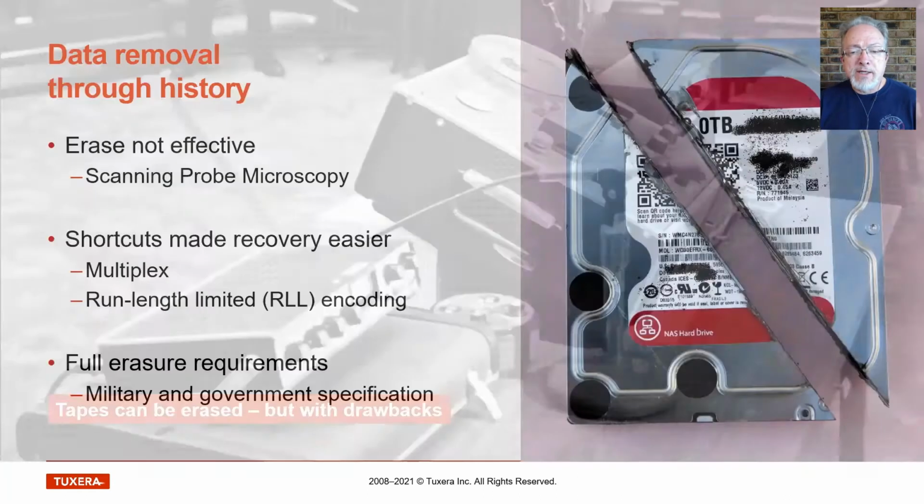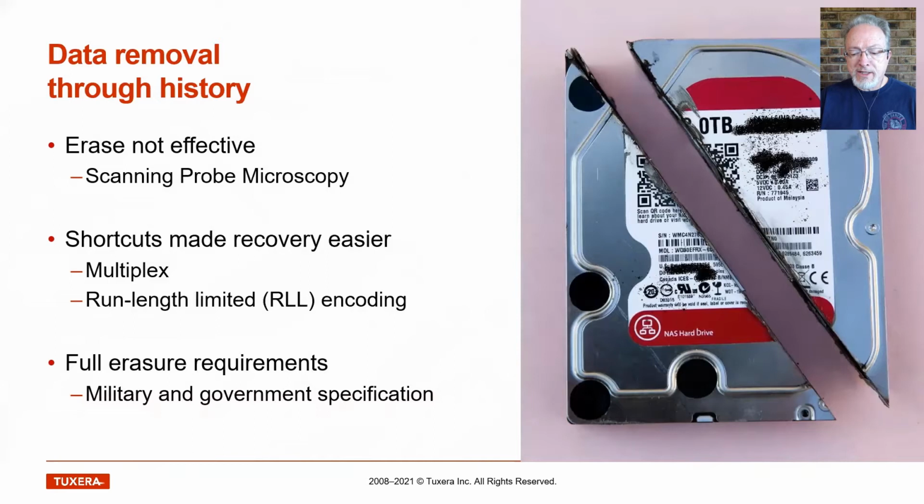On magnetic media, a simple erase was shown to be ineffective, leaving remnants behind. A technique known as scanning probe microscopy was used to find those remnants with a very high resolution. To allow more storage and lower prices, media vendors used shortcuts like multiplex and run-length limited encoding, also known as RLL. These tricks ultimately made recovery of the data even easier. We'll come back to shortcuts in the NAND section.